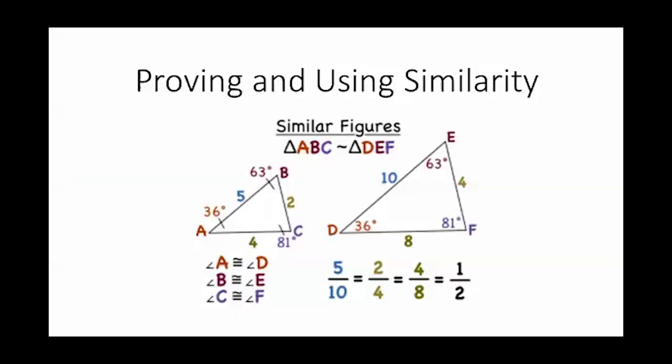This is Miss Beatenbow, and we're going to go over proving and using similarity in our polygons. Here you'll notice that they're telling us similar figures, and we use this little swerved line to represent triangle ABC being similar to triangle DEF. And we're going to go over how we can prove that and what we can do once we know two polygons are similar.